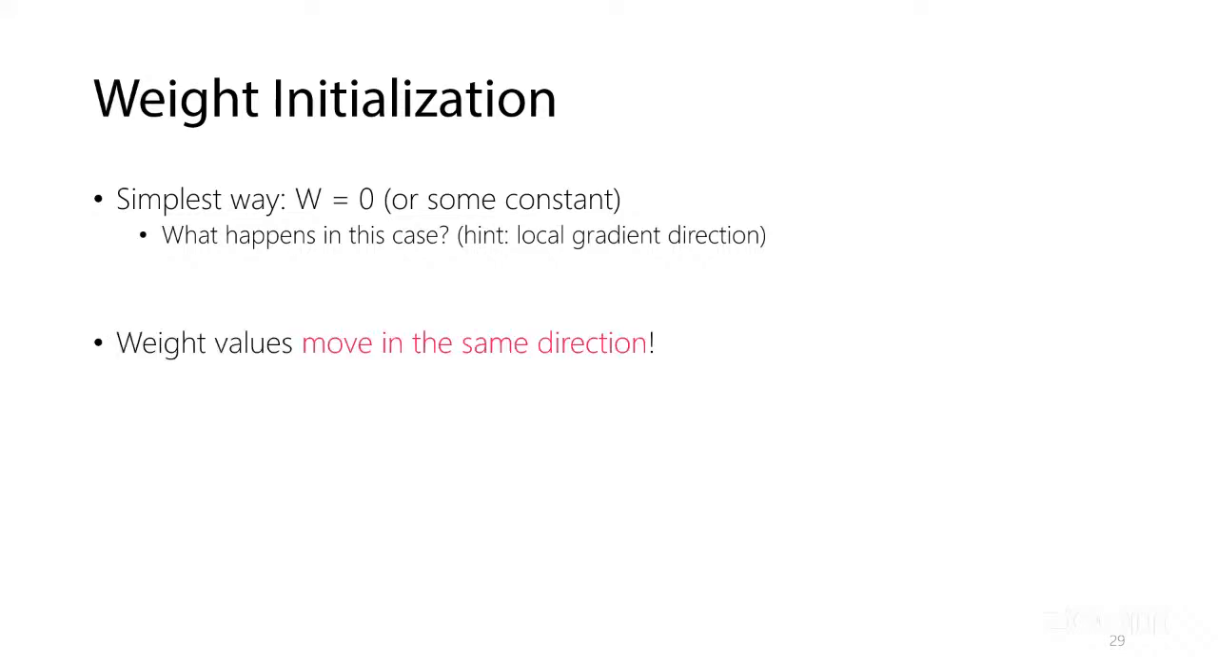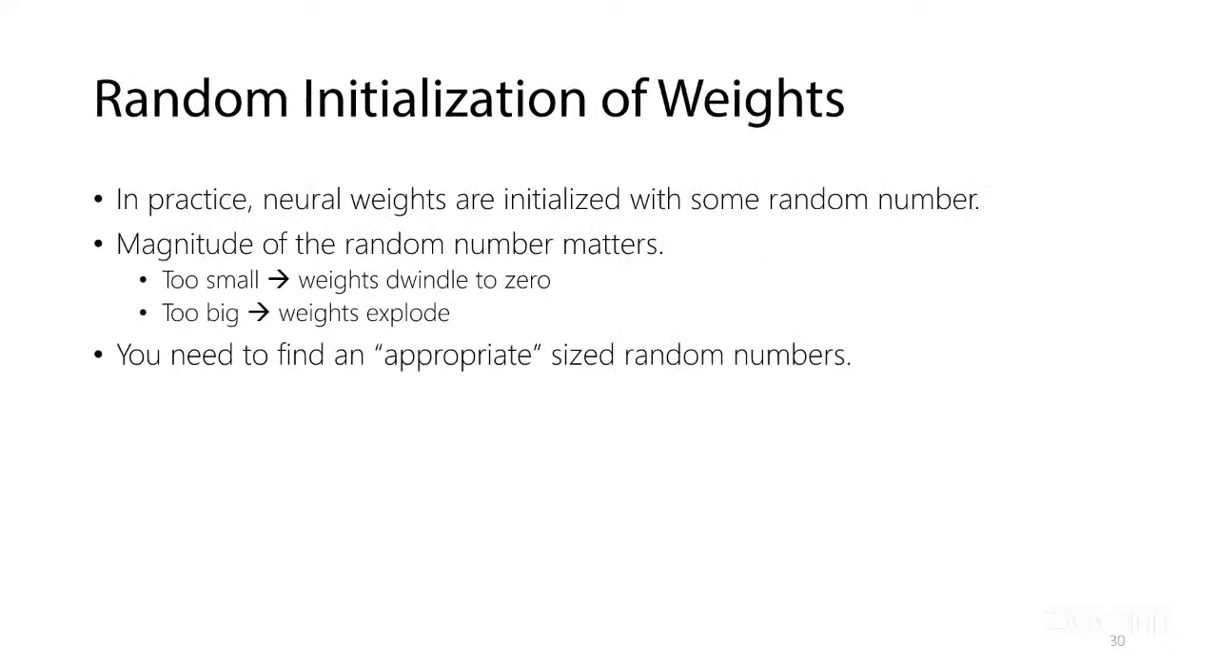So when the weight W is set to zero, then all weight values initially will move in the same direction. Okay. So never do this, because obviously, if W is some constant, then the derivative will always be the same, at least at the very beginning. So that's never a good idea.